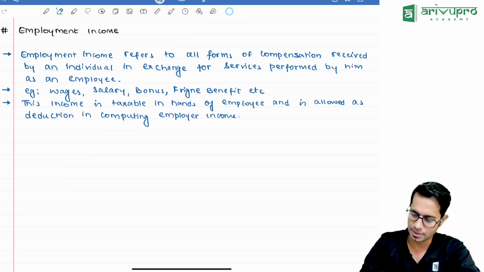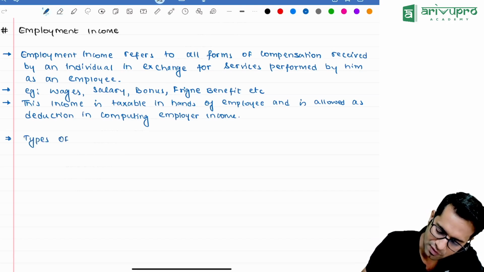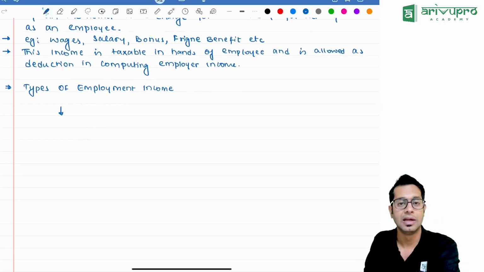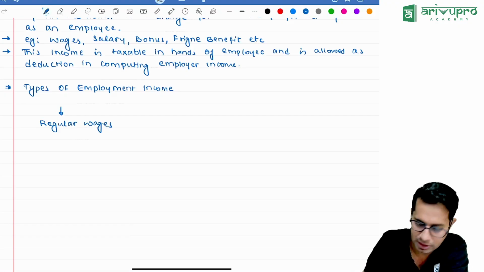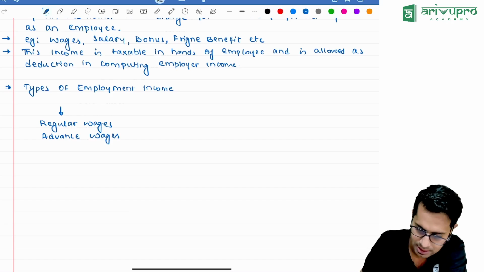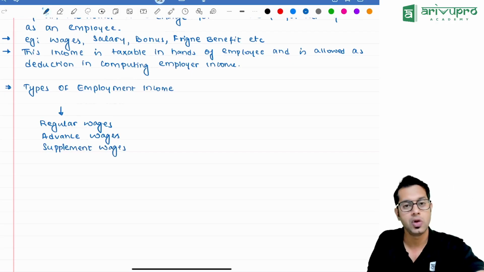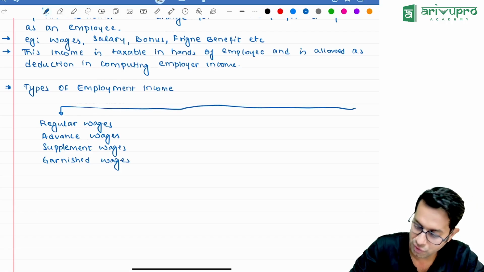Now, what are the different types of employment income? Employment income is divided into various different categories. You get something called regular wages. We have to study all these things. Then you get something called advance wages. Then you get something called supplement wages. These are the different types of wages which you get. Then you get something called garnished wages. So these are different categories of wages which you may get.